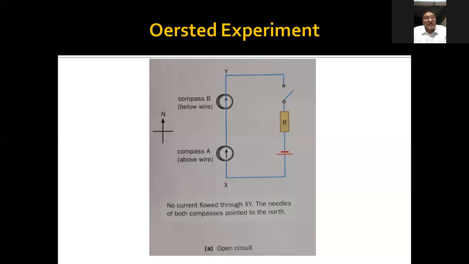They both are pointing in the same direction in the north of the world, which means that the magnetic lines here, the magnetic field here, is in this direction. They both are showing the same direction of the magnetic field. So both pointers are in the same direction. I hope you understand this diagram. In this diagram, no current is flowing because this switch is open.